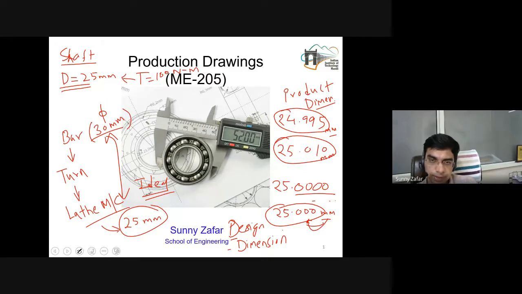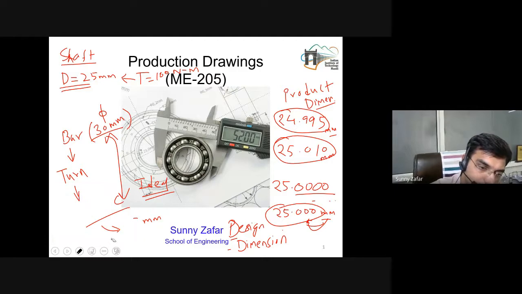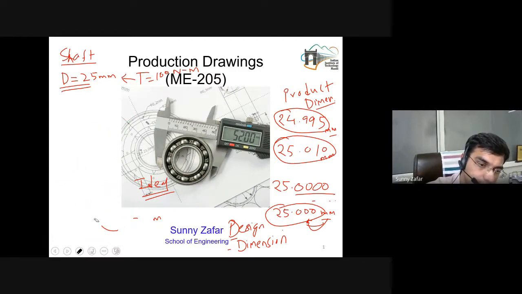So I hope some understanding is there. Now you have some understanding of how production drawings are different. What you were doing earlier was just making the dimensions, say for a bolt or a shaft. If I give you a shaft to draw, you will draw the shaft and tell that the diameter is, say, 25 millimeters.